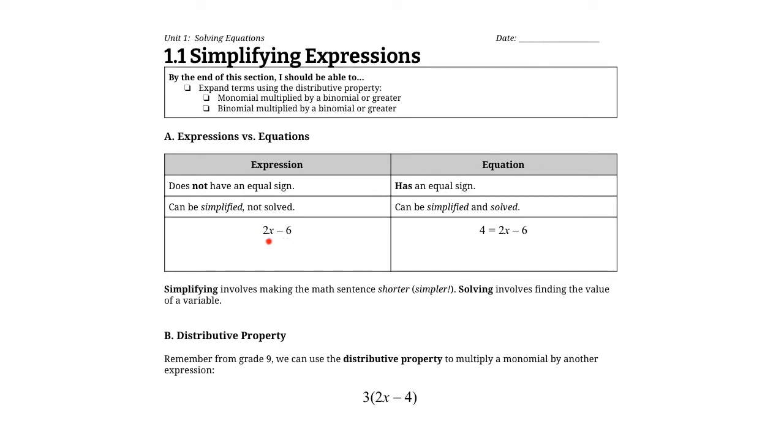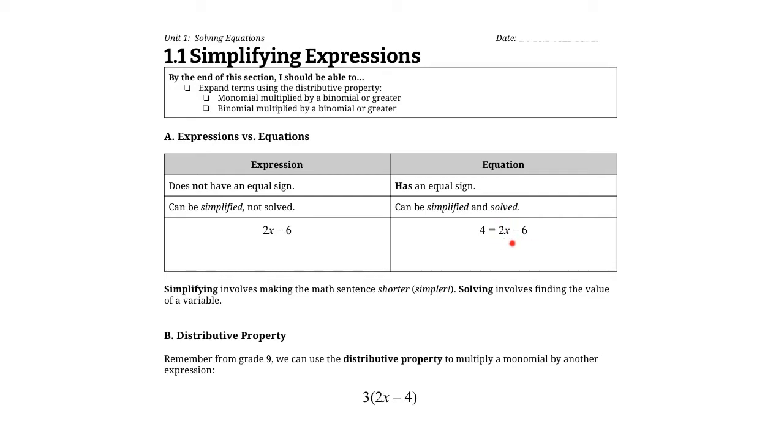So the example that we have here is 2x minus 6. So because this 2x minus 6 is not equal to anything, we can't collect any like terms and try to solve for what x is actually equal to. On the other hand, an algebraic equation does have an equal sign, and because of this, we can take the equation, we can try to simplify it as much as possible, and then go ahead and actually solve for the given variable. So now we have something that looks like this: 4 equals 2x minus 6.